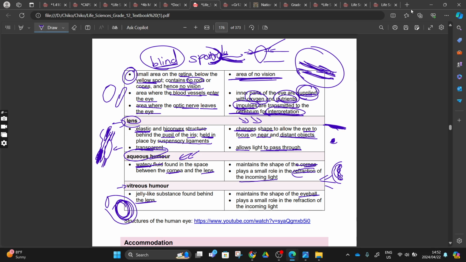eyeball, right? And then it plays a small role in refraction of incoming light. Also, because this one, you see, it's transparent, the light, when it enters here, it's also going to be disturbed by this vitreous humor, right?